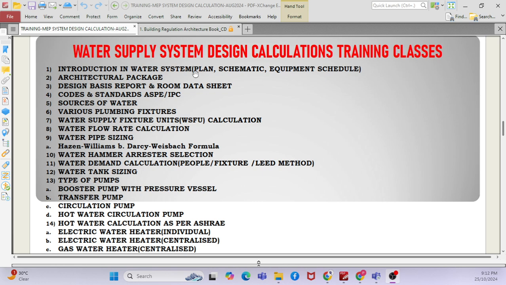Then from the water tank you distribute to the individual fixtures of every space. The fixtures may be different: wash basin, urinal, WC, or shower. This is what we are going to do. First, it's not a big deal to calculate the water calculation, but you should first understand the basic idea of the architectural package.